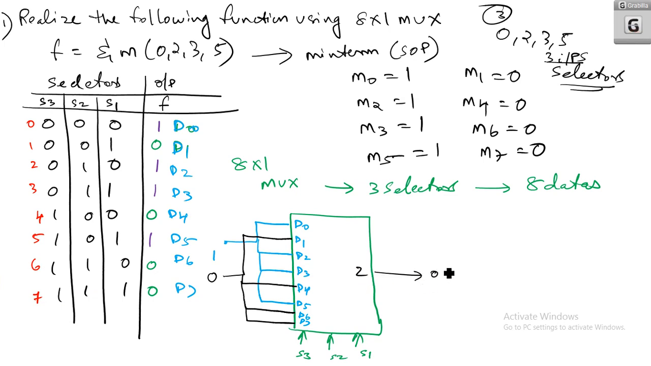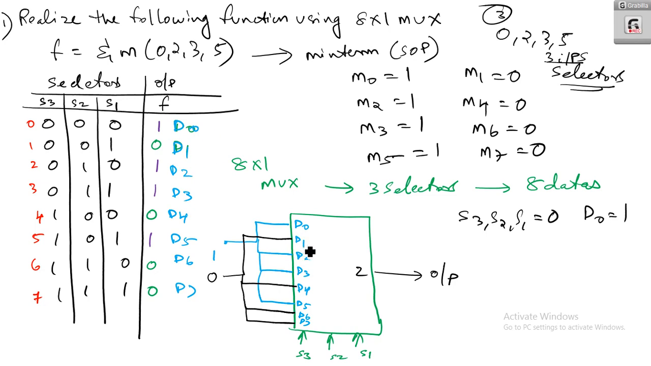This is the output. That means when S3, S2 and S1 are 0, you will get D0. What is the D0 value? D0 you will get as 1. That means when S3, S2, S1 is equal to 0, the data corresponding to D0 will come out, which is 1. Similarly, when S3 is 0, S2 is 0 and S1 is 1, the data corresponding to D1 will come out.